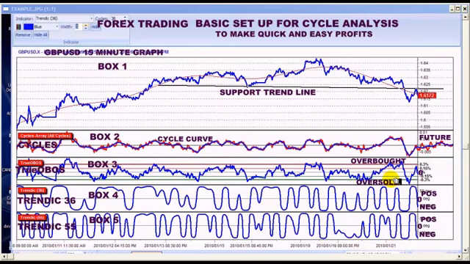So we have covered the basics of the cycle indicators, and we will now move on to show you how they are used for actual trading examples, to go long or to go short.